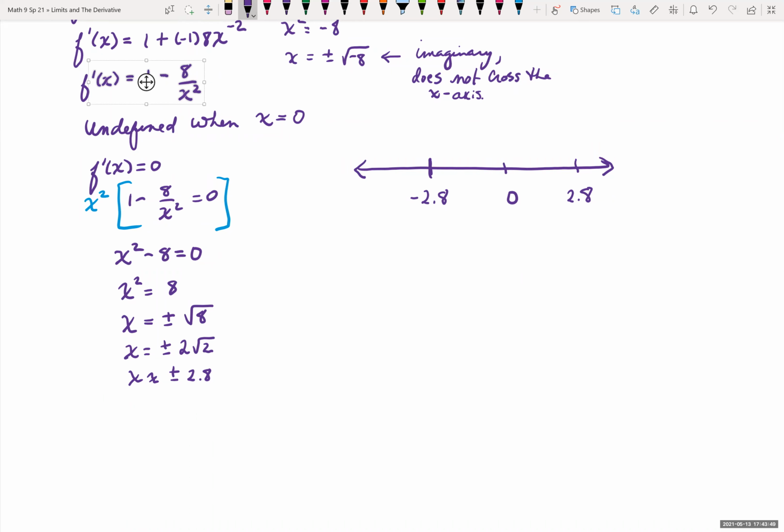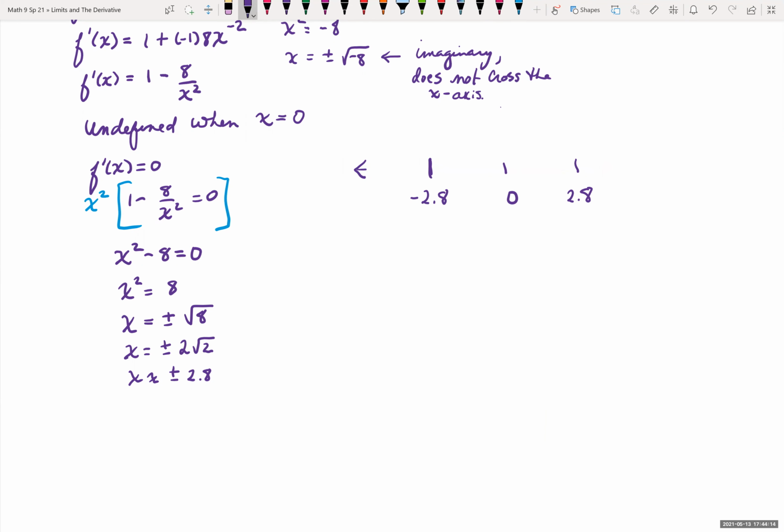Professor, I have a question. Yeah. I thought 0 was not in our domain. It isn't in our domain, but because there's a vertical asymptote there, it could be increasing or decreasing on each side, and it could change. So we have to put that in there. But good, great question. Thank you.